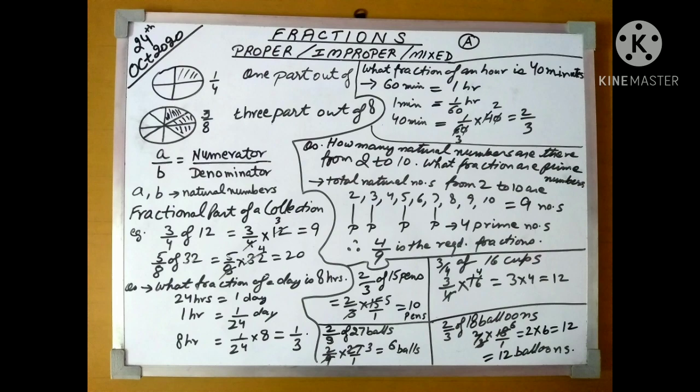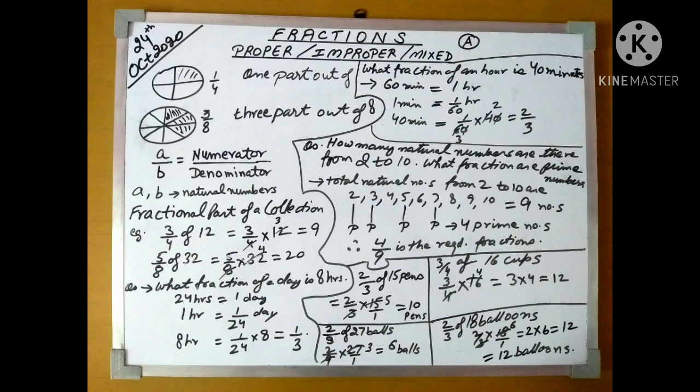So I will write 3/4 of 12 is equal to 3 by 4 into 12, which comes out to be 9. So 3/4 of 12 is equal to 9. Similarly, if I say 5 by 8 of 32, it means 5 by 8 into 32, which comes out to be 20, right?